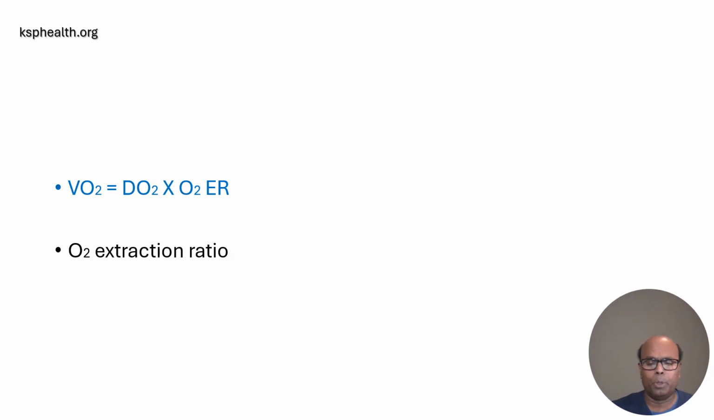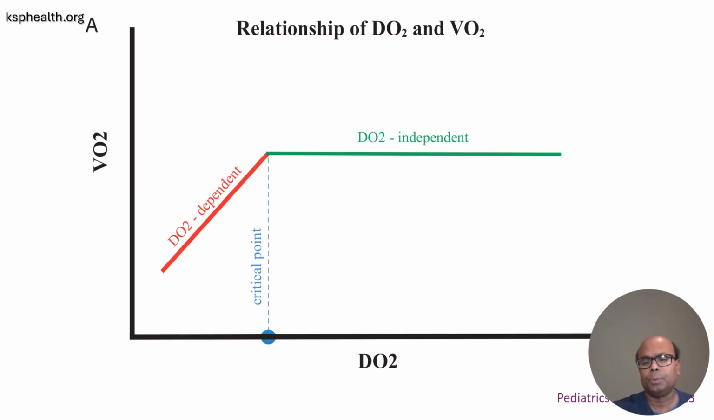Another important concept one has to understand is oxygen consumption. Oxygen consumption is oxygen delivery times oxygen extraction ratio. All these variables can be understood and can also be controlled by therapeutic maneuvers. In normal, healthy humans, oxygen delivery often exceeds oxygen consumption, so oxygen consumption does not depend on oxygen delivery.